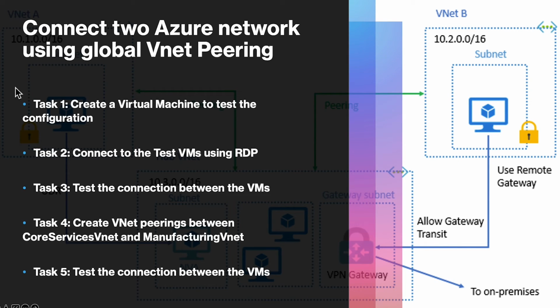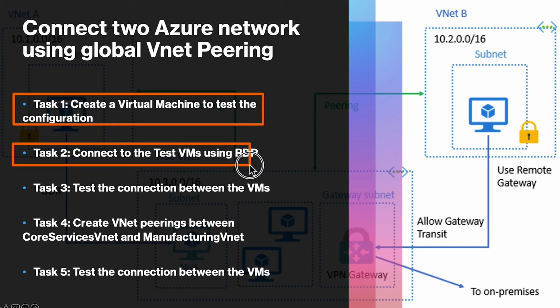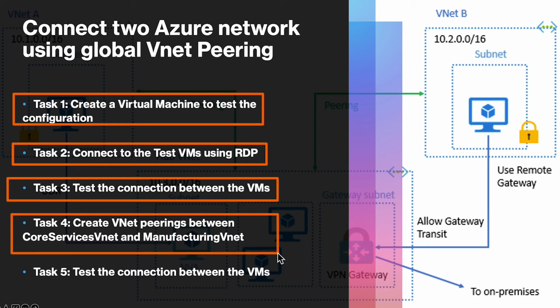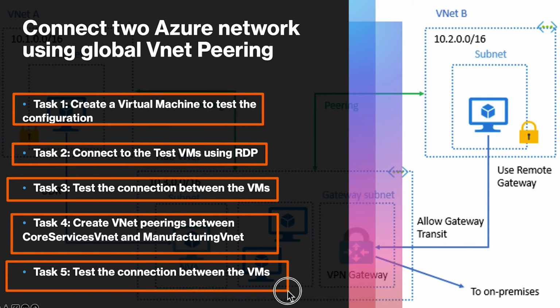Let us look at the task we are going to perform. First, we are going to create a virtual machine to test the configuration. Then connect the test VM using the RDP. We're going to test the connection between these two VMs and create VNet peering between core services VNet and manufacturing VNet. That's the important task. And then we are going to test the connection between the VMs as well. So let's go and do that.